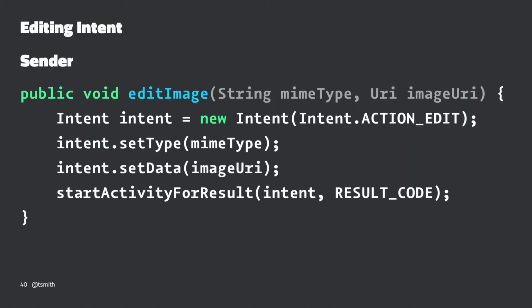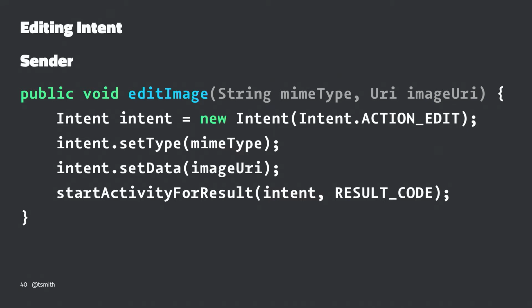So there's several things to note here as we start to build out how we would have an editing example with an intent. We need to create our intent, and we need to set the action to edit. We need to specify the MIME type to be able to be handled. And we need to specify the data URI, which is the URI that references the file to be edited. Once we've built out our intent, we call start activity for result, which will launch another application that can handle this.